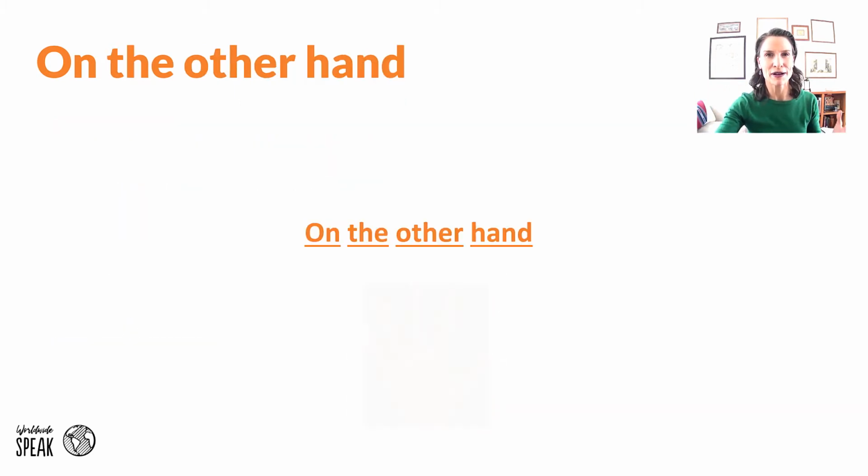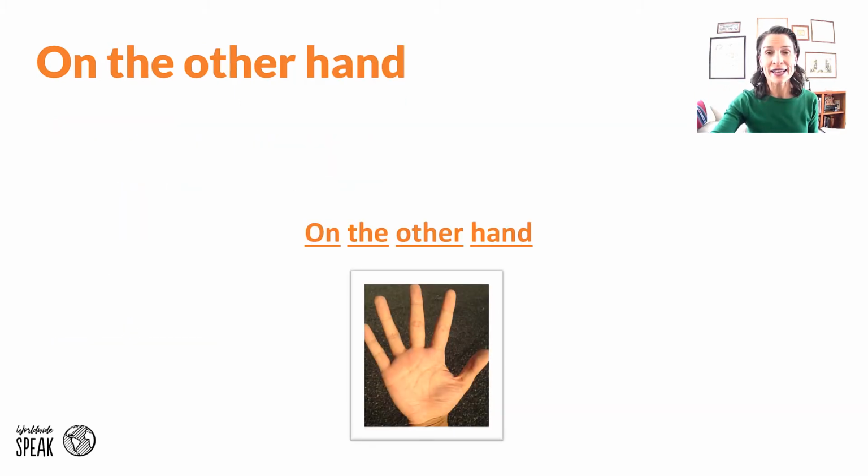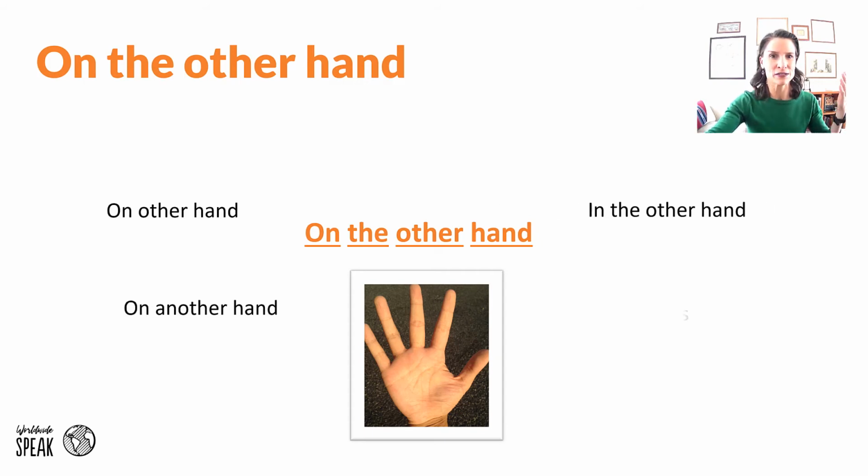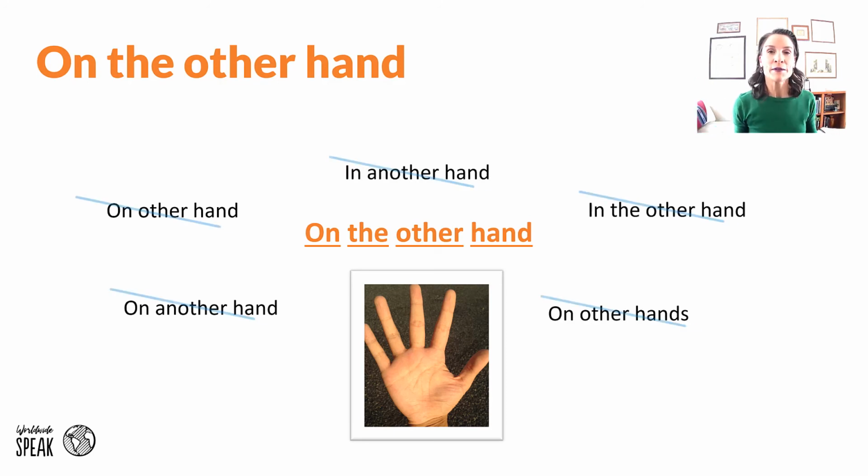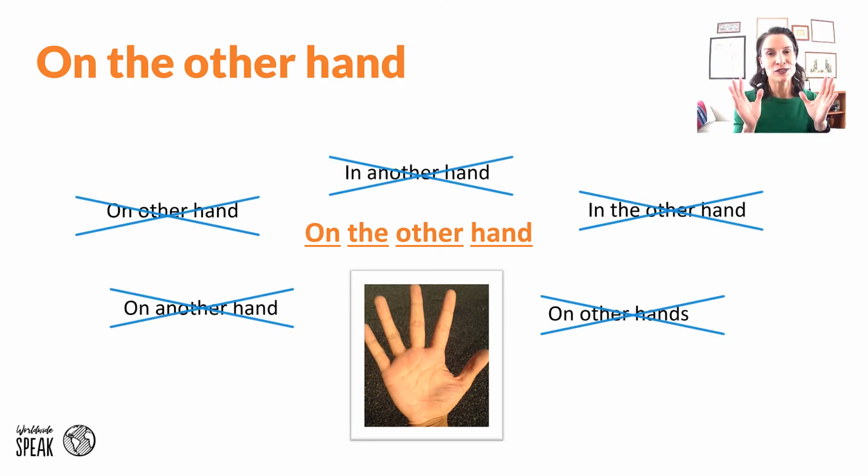People have a lot of problems getting this exactly right, and it needs to be exactly right. So this phrase is on the other hand, 4 words, on the other hand. It's not this one, on other hand, or this one, in the other hand, or this one, on another hand, or on other hands, or in another hand, nothing like that. You have to be very careful that you use it exactly like this, on the other hand.